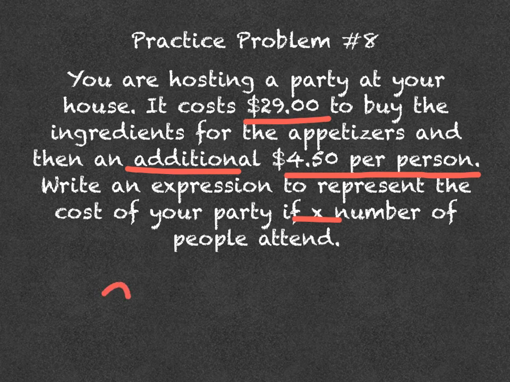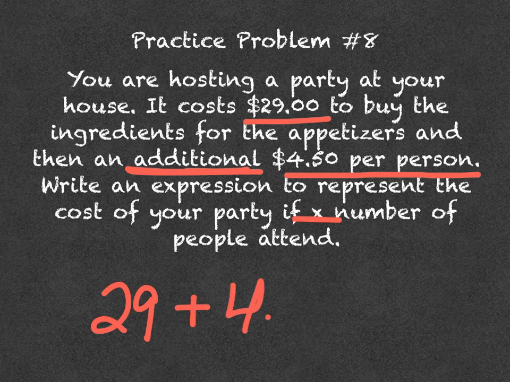So that $29, no matter how many people attend, you're paying $29 for the ingredients for the appetizers. It doesn't matter if 2 people attend or 10 people attend. Then on top of that, here's our clue word, additional. On top of that, it's $4.50 per person. The $4.50 is going to change because if you have 1 person, it's $4.50. If you have 2 people, it's going to be an additional $4.50, which will be $9. So the $4.50 is changing, and that's why the X is attached to the $4.50.